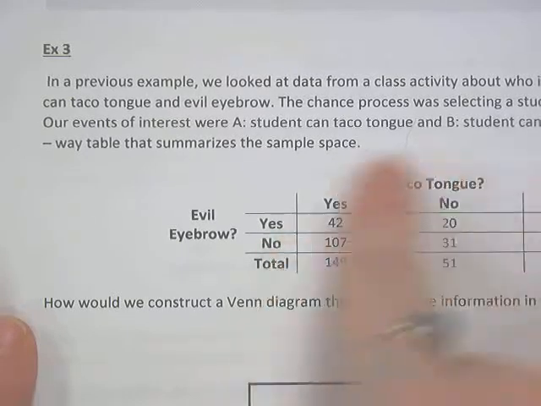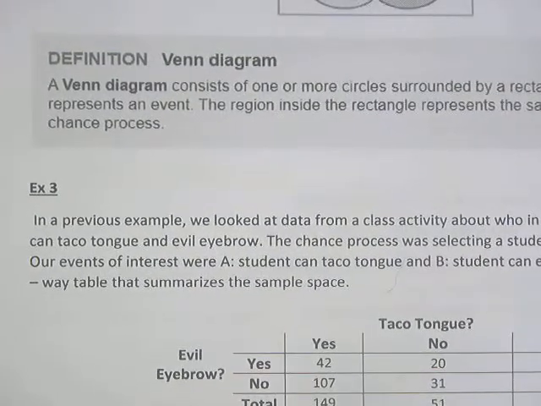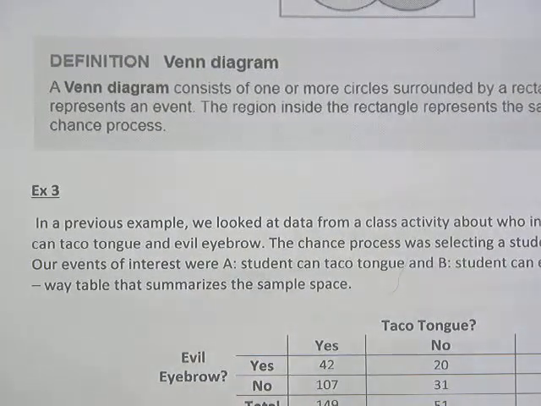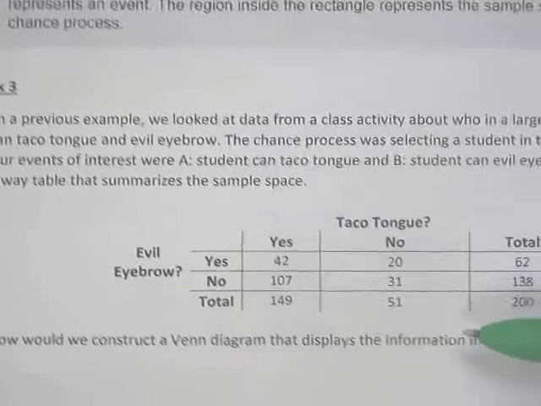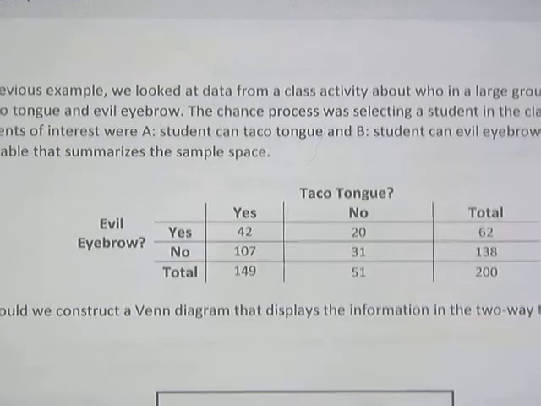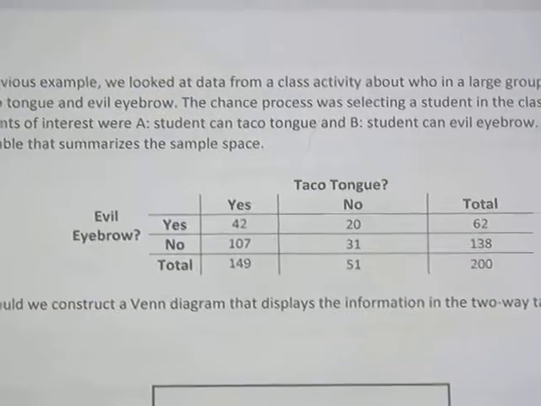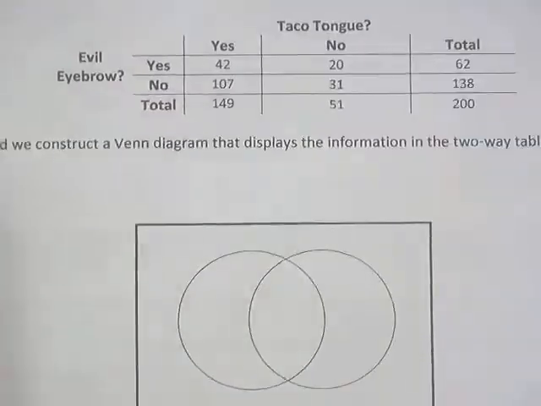We are going to take this two-way table and organize this data into a Venn diagram. In a previous example, we looked at data from a class activity. I'm not going to read all of that, but basically here's the taco tongue and evil eyebrow data again. It says to construct a Venn diagram that displays the information in the two-way table. So we need to define our events down here.